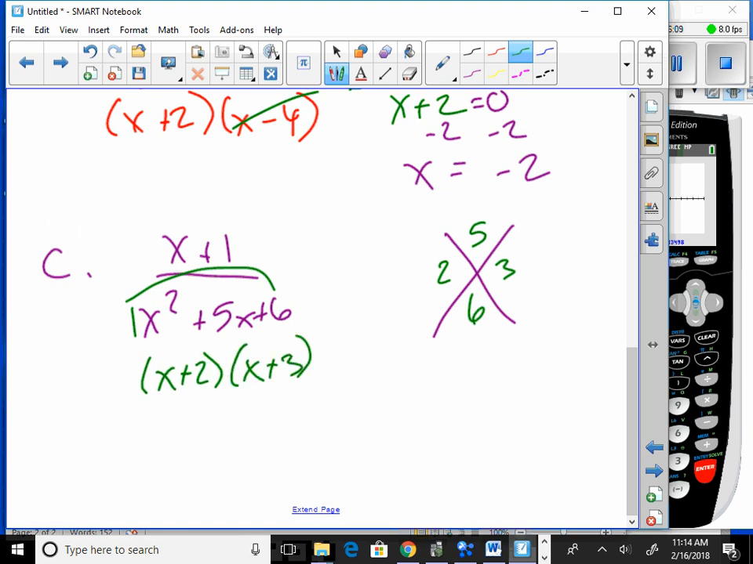Okay, step 3 would say cancel if you can. Yeah, but we can't, yep. So then I set the denominator factors equal to 0 and solve. So I'll minus the 2 and minus the 3. Yep, -2, -3 are my vertical asymptotes.